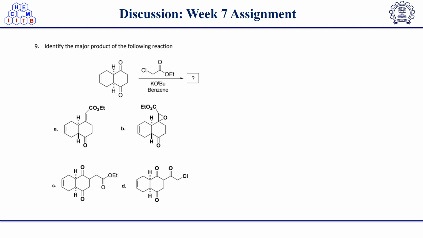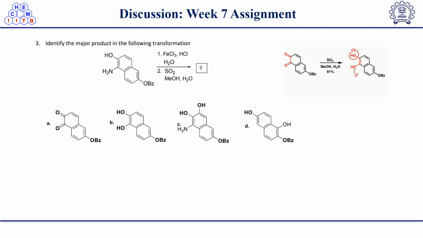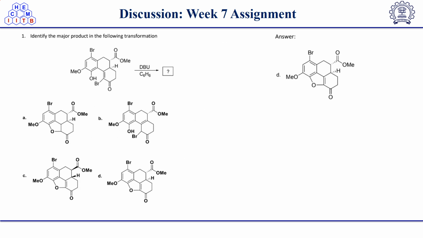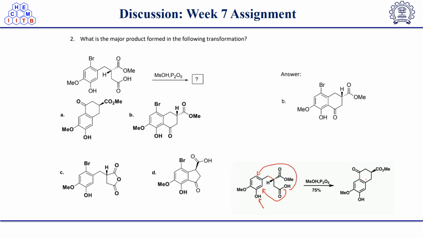So those were the 10 questions of the week 7 assignment. In the first question, we have seen how DBU helps in isomerization of the double bond as well as the formation of a new five-membered ring. Then in the second question, we have seen how Friedel-Crafts acylation takes place with the help of MsOH, methanesulfonic acid, and P2O5.